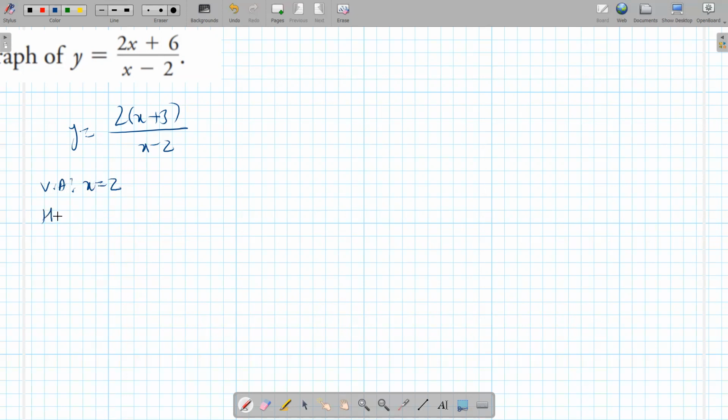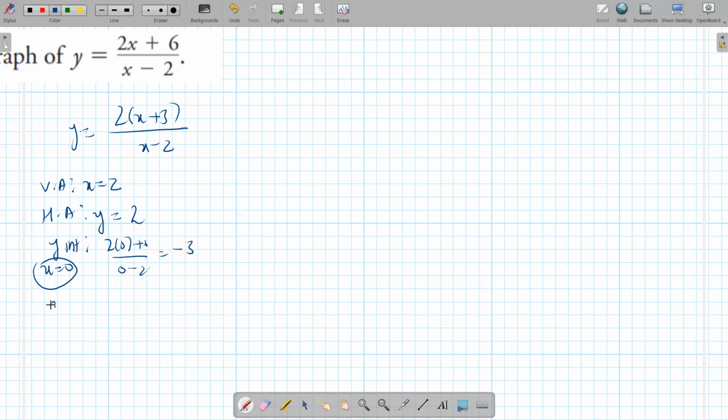Where's the horizontal asymptote if there is one? Look at the degree, right? The degrees are the same, so it's not going to be a 0. So it's 2 over 1, 2. So we have the vertical asymptote and the horizontal asymptote. We can also find the y-intercept and the x-intercept. The y-intercept is when x is 0, so we get 2 times 0 plus 6 over 0 minus 2. It's at -3.